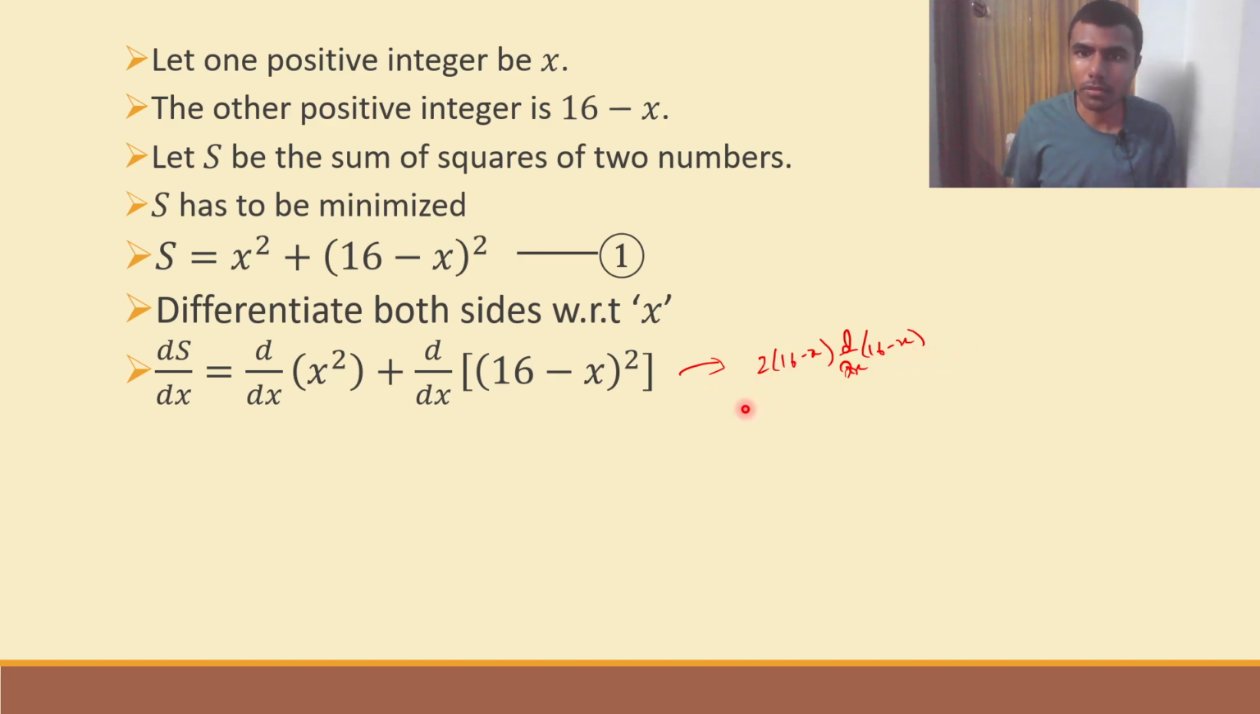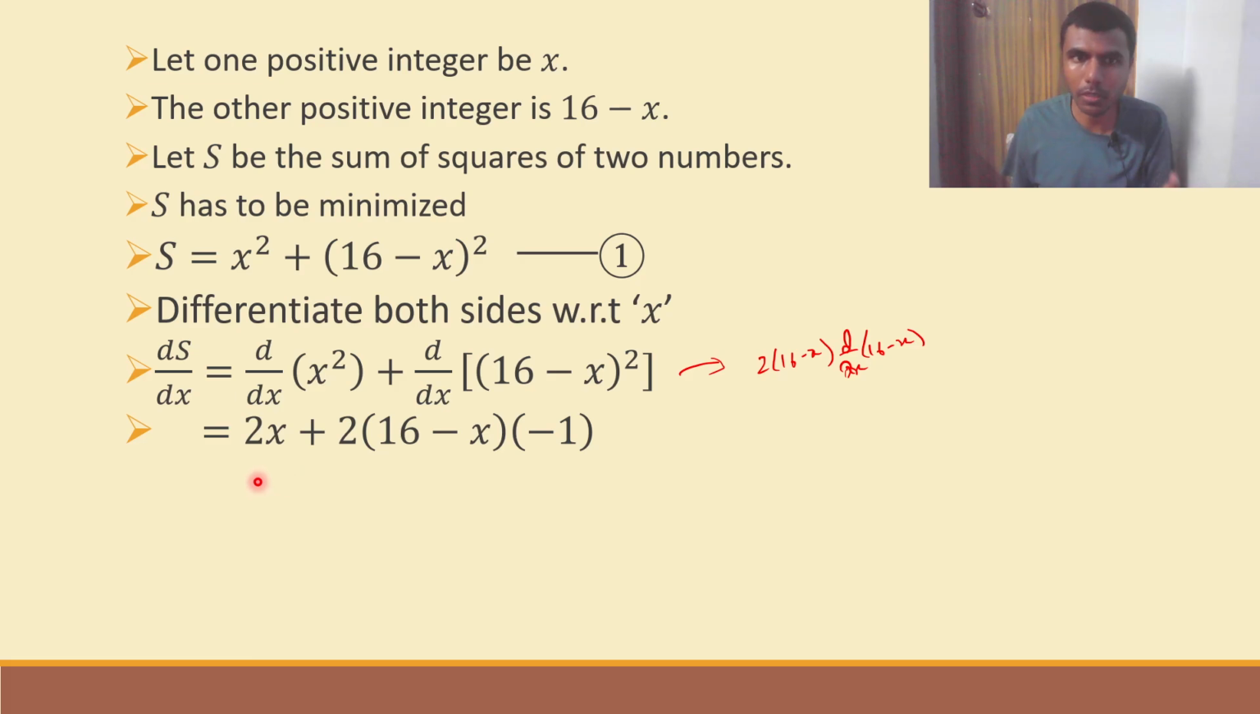Okay, so that's why 2 into 16 minus x into minus 1, this one's derivative is. I hope it is clear, because I don't want you to memorize. If you look in any guide, you might see this minus 1 is there. Now how did this minus 1 come? I want you to understand. Chalo. Now basics, bring the minus to the beginning.